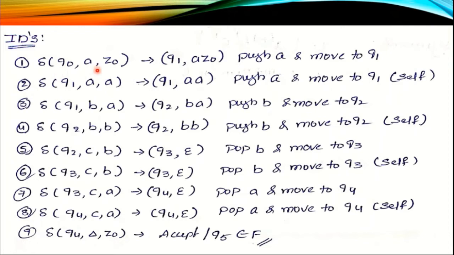Why? Because this combination can occur only one time. At first time only this combination will occur, so the top of the stack is empty. So that's why we perform the push operation and go to the next state.